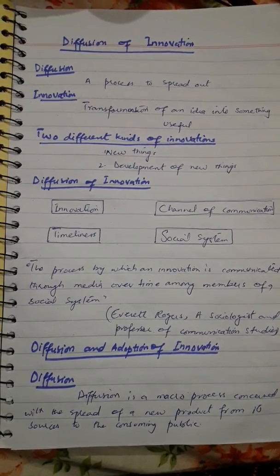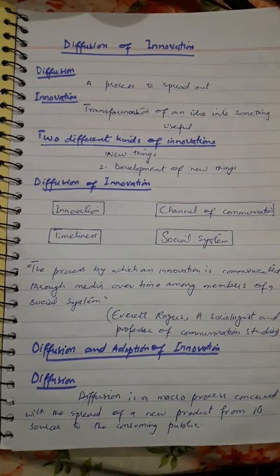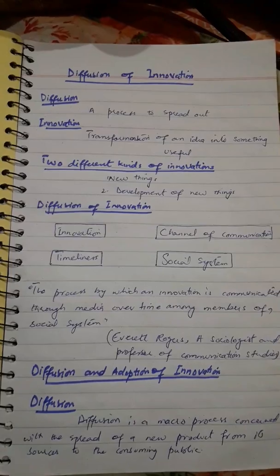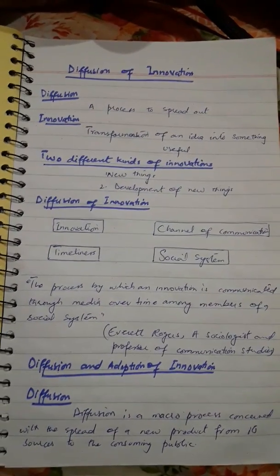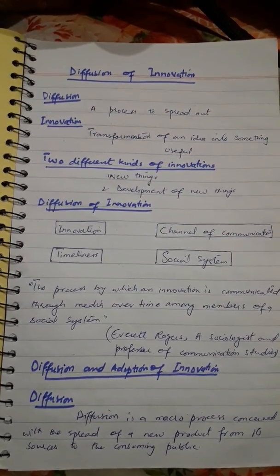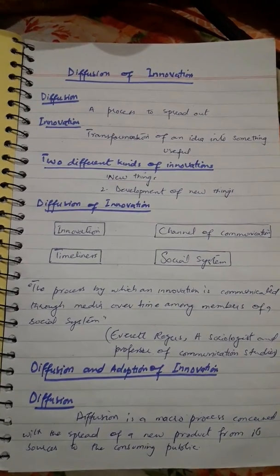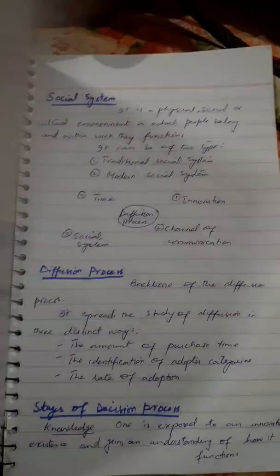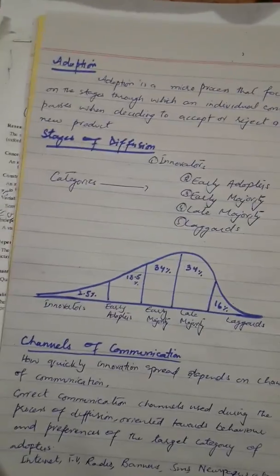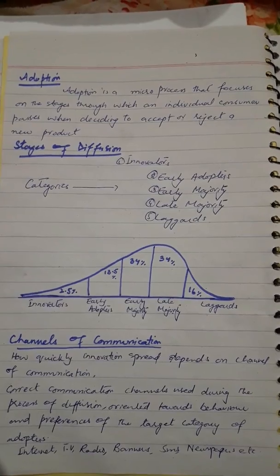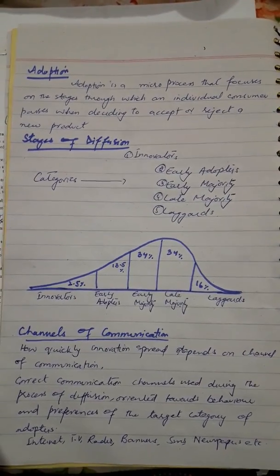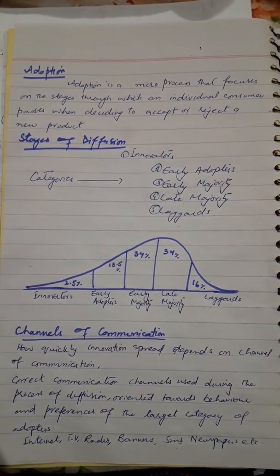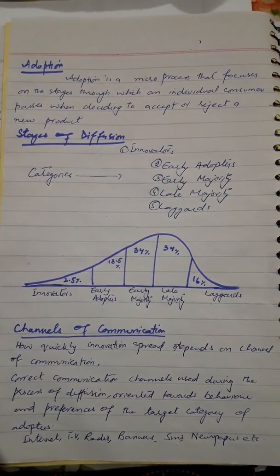Diffusion and adoption of innovation. It means how a diffusion is adopted. Diffusion is a macro process concerned with the spread of a new product from its source to the consuming public. Adoption is a micro process that focuses on the stages through which an individual consumer passes when deciding to accept or reject a new product.